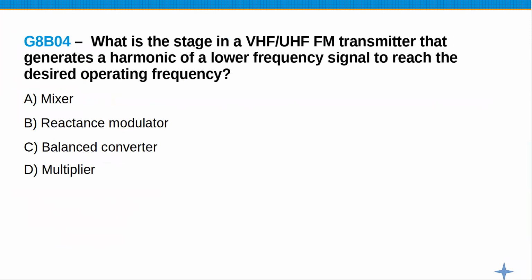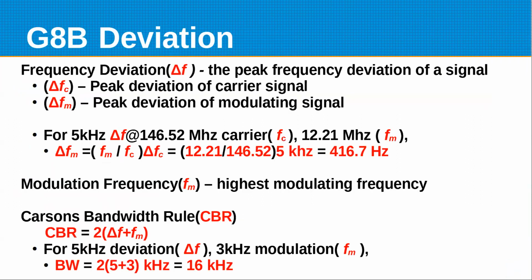So what is the stage in a VHF, UHF FM transmitter that generates a harmonic of a lower frequency signal to reach the desired operating frequency? Deviation.